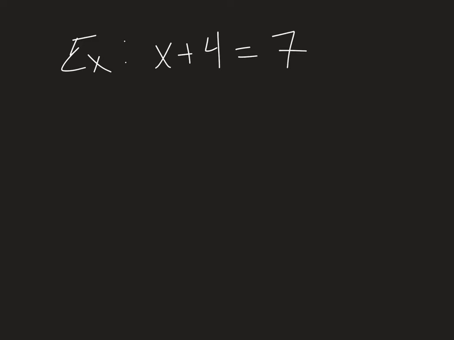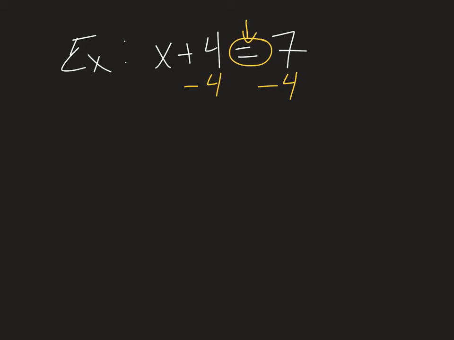And I think it's pretty easy to see that it's going to be 3. 3 plus 4 makes 7. Now the reason we do this is that we're going to talk about other cases where we may not be able to figure it out intuitively, so we'll need a system in order to do so. So the idea is, if we are adding something to x, we can undo that addition with subtraction.